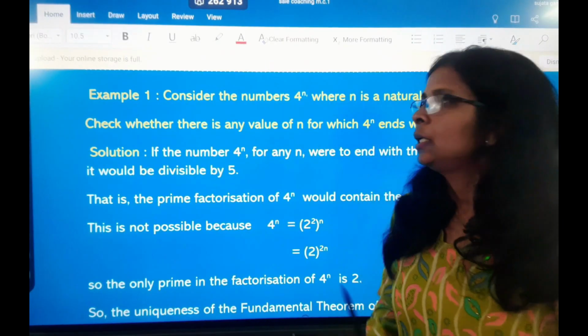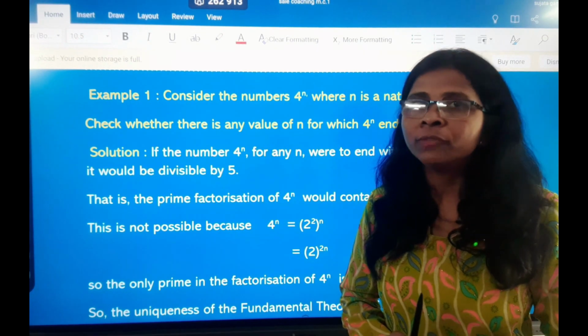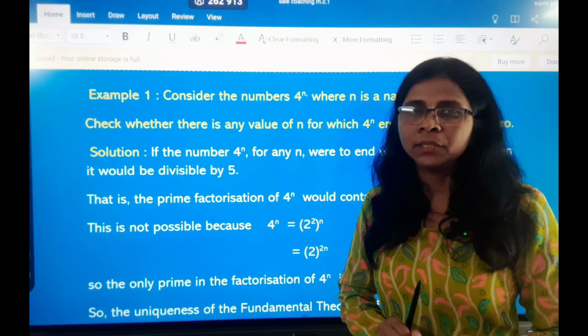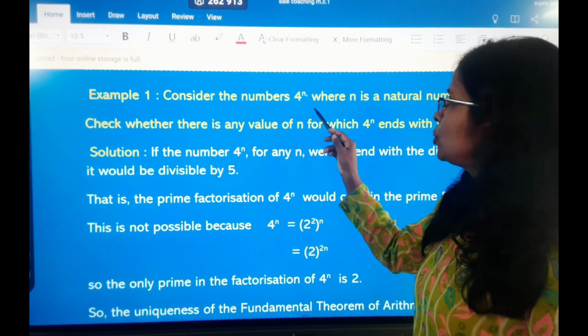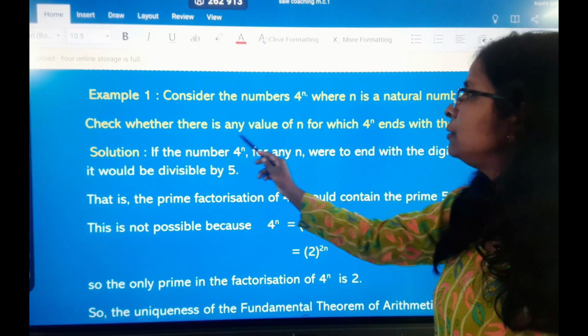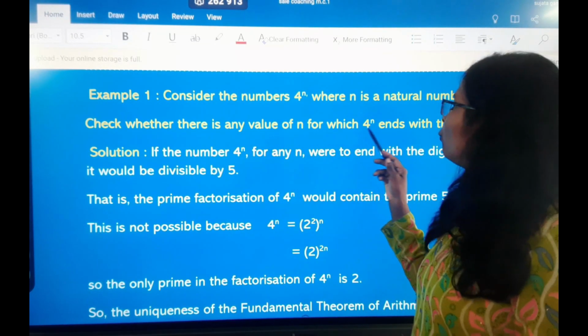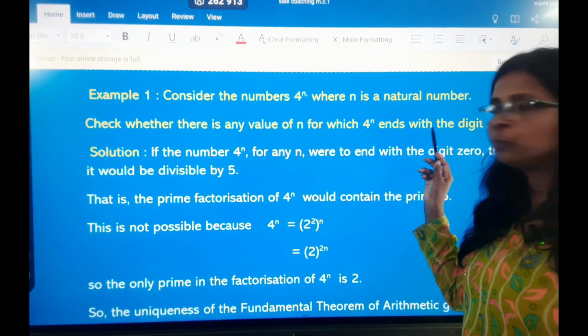Students, now see example 1 on the basis of the fundamental theorem of arithmetic. Consider the numbers 4 raised to n, where n is a natural number. Check whether there is any value of n for which 4 raised to n ends with the digit 0.